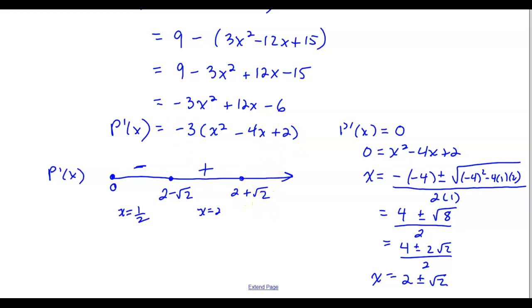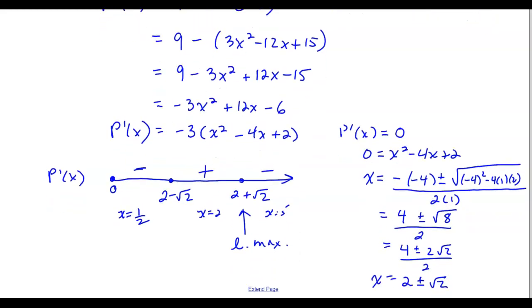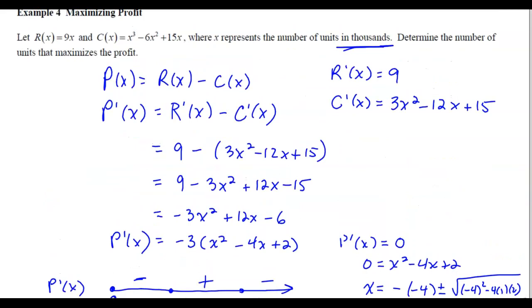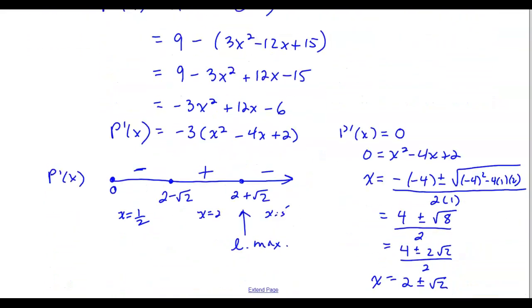How about 5? 25 minus 20 is 5, plus 2 is a positive, times a negative is a negative. Right? And so you're asked to determine the number of units that maximize the profits. So we're not choosing this one, that's minimize, we're choosing this. This is a local max. So that's your x value, and it represents units in thousands.